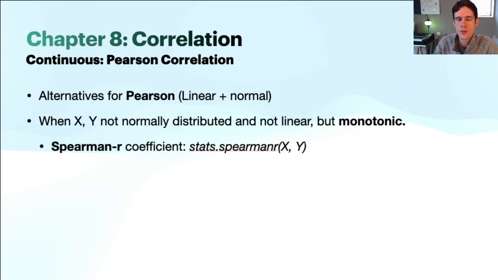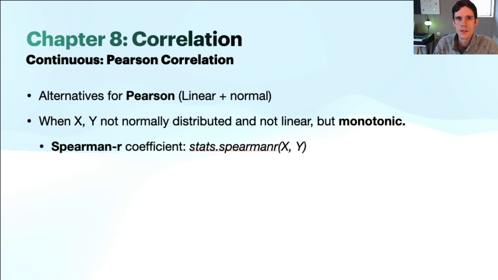Well, let's first look at the case where X and Y are not normally distributed and not linear. So both of these conditions are not met, but we still have the condition of a monotonic relationship between X and Y. Now, what does this mean? Monotonic relationship means that the relation between X and Y, if we plot them on a scatter plot as before, is either always increasing or always decreasing. However, in this case, this increase or decrease doesn't have to be along a single line. It can also, for instance, be on a curved line, as long as it's always increasing or decreasing.